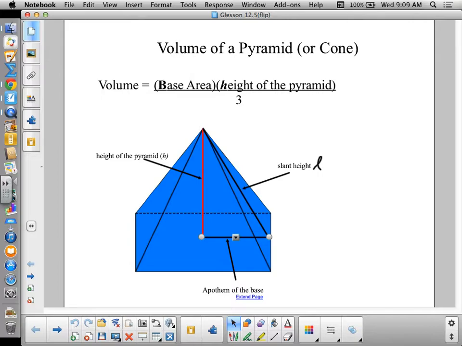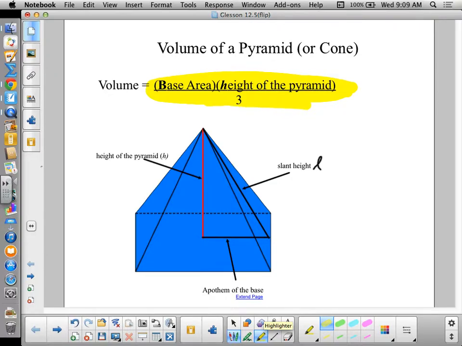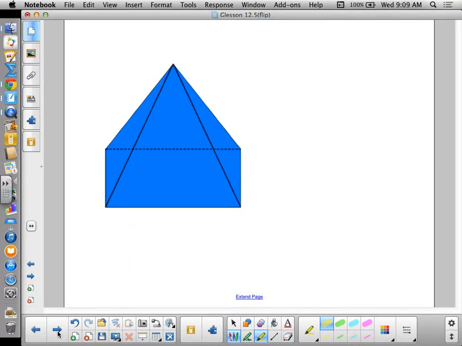So one new formula here, that's really the only new formula that we're going to be dealing with. Other than that, things work pretty much the same as what we did yesterday with surface area. It's just that now we have to know both the height and the slant height. So let's take a look at something.